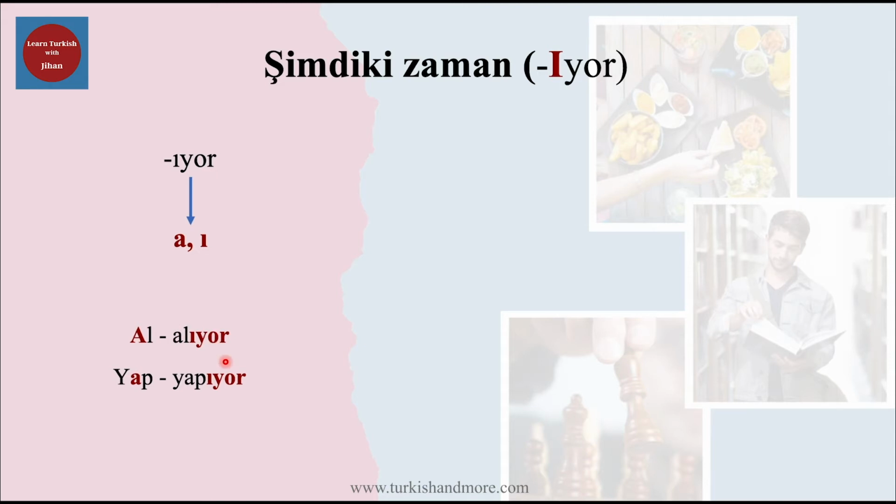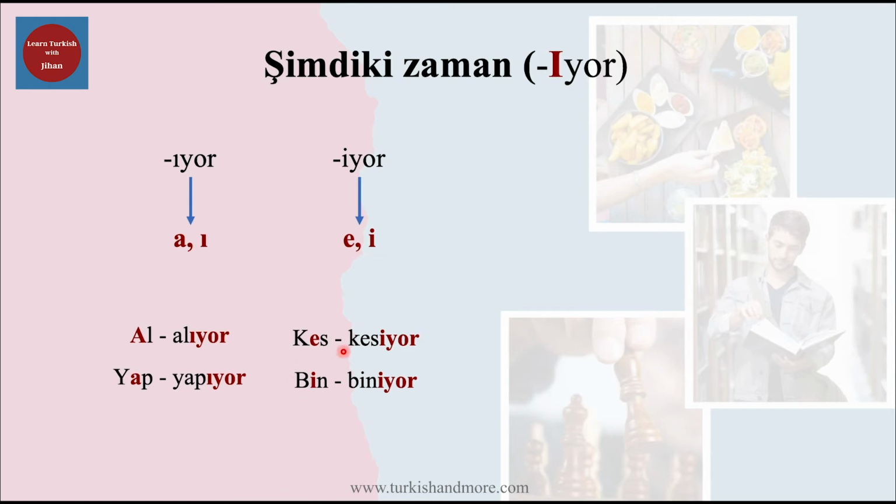Yap. What is the last vowel in that verb? A. I go back to the rule. Is a the last vowel? Yes, it is. I go up and use ıyor. Yapıyor. This is the first one. Second one is, when do I use iyor? If the last vowel in that verb is either e or i, I use iyor. Example, we have kes, cut, bin, ride or get on, like ride a bus.